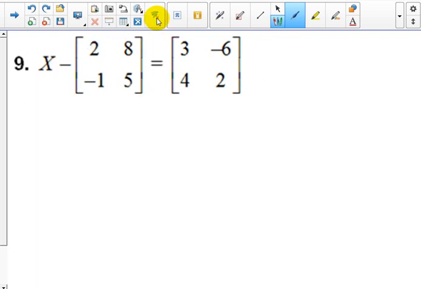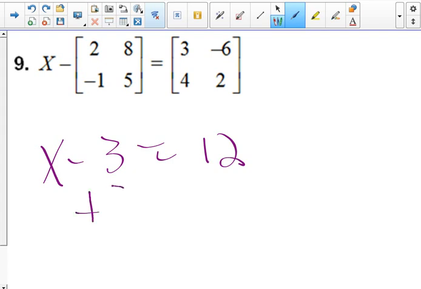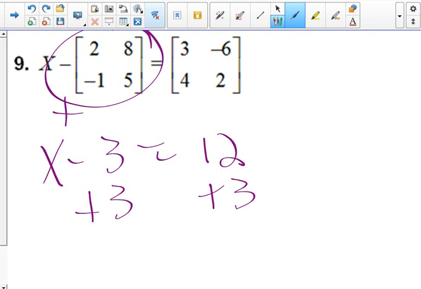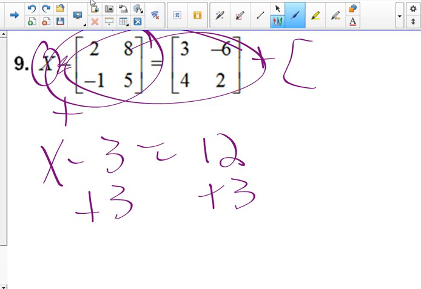So it's just simple algebra, like x minus 3 equals 12. What would you do? Add 3 to each side. Well, same thing here, but we're dealing with the matrix. Add this matrix to each side. So it's x is equal to the sum of those two matrices. Is that good? Any other questions?